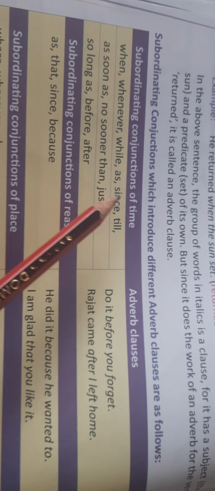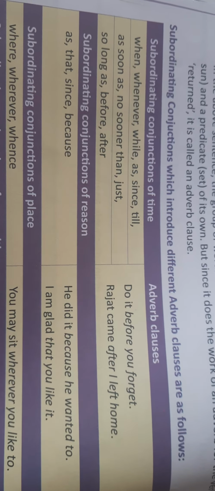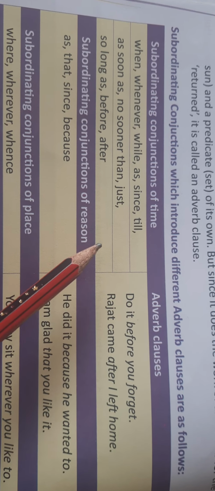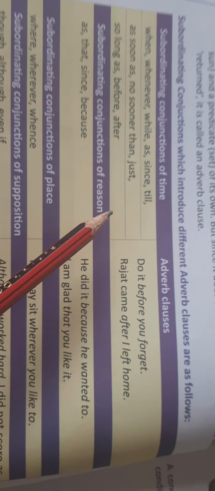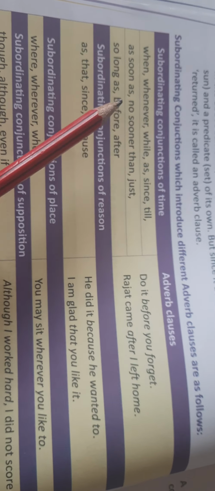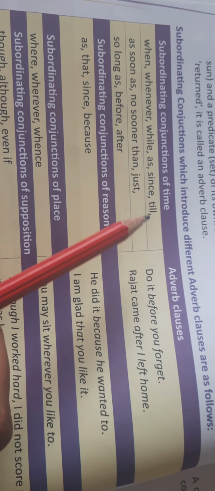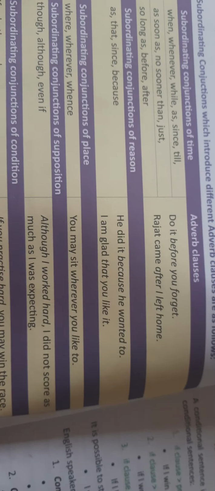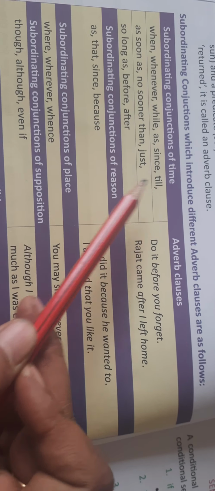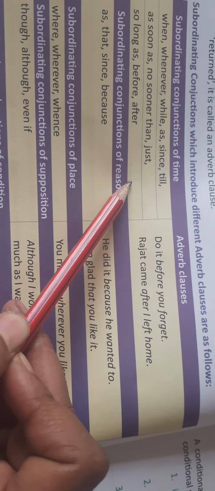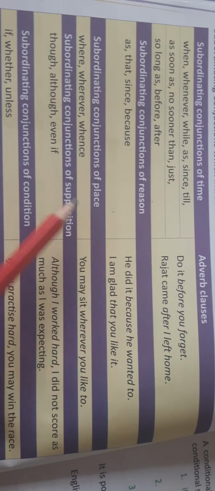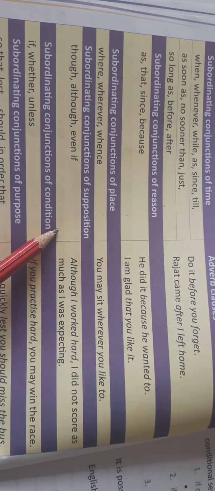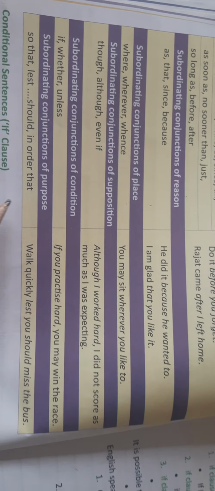Now what has been shown in the next topic: subordinating conjunctions which introduce different adverb clauses are as follows. So here some subordinating conjunctions are given. These subordinating conjunctions show different adverb clauses, like these words: when, wherever, while, as, since, still, as soon as, no sooner, etc. These are all subordinating conjunctions, and these conjunctions are showing time. This is showing the reason. This is showing the place. It is showing supposition, condition and purpose.